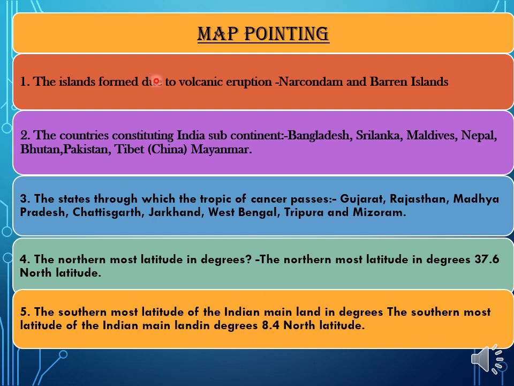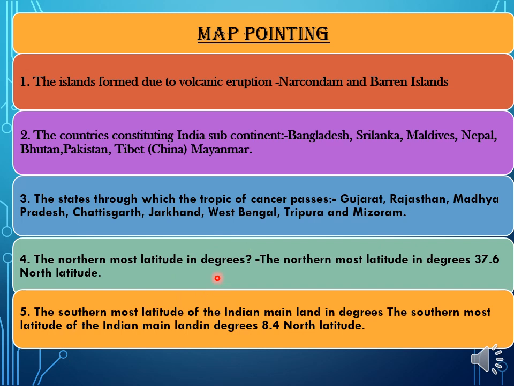Here some map pointing questions are given. How to practice on a blank map. Islands formed by volcanic eruption: Narcondam and Barren. The countries constituting the Indian subcontinent: Bangladesh, Sri Lanka, Maldives, Nepal, Bhutan, Pakistan, Tibet, Myanmar. They are the neighboring countries of India also. The states through which the Tropic of Cancer passes are Gujarat, Rajasthan, Madhya Pradesh, Chhattisgarh, Jharkhand, West Bengal, Tripura, and Mizoram.